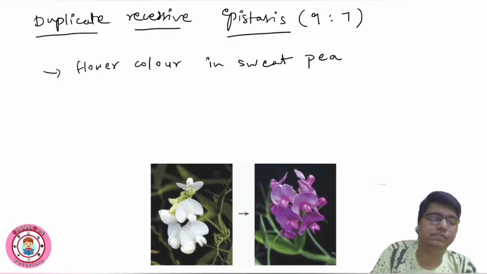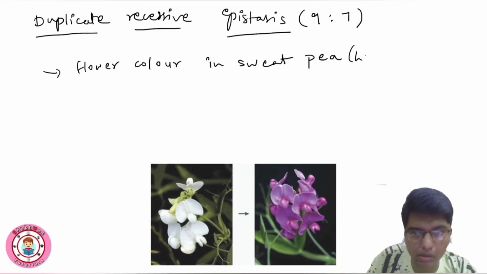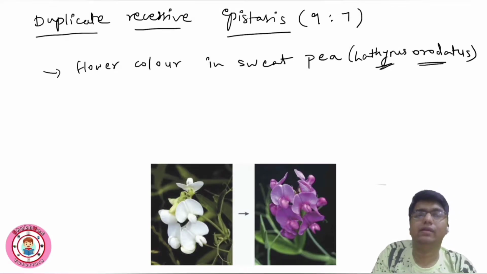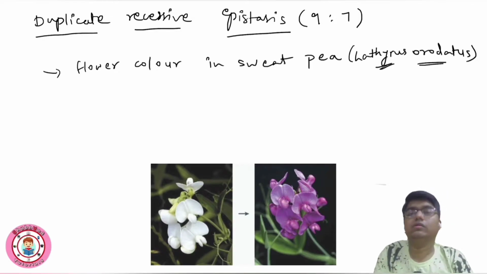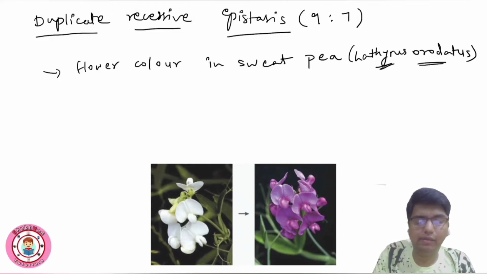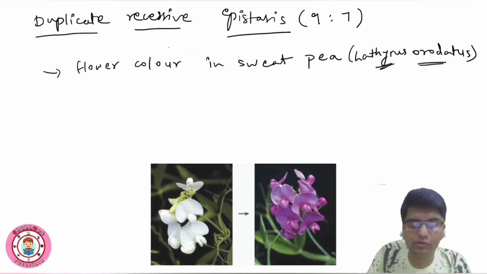Lathyrus odoratus is the scientific name of sweet pea. So this is the example. Now we will discuss what it is exactly. First of all, again the same genes; we will take AABB. Now two colors are seen, purple and white.